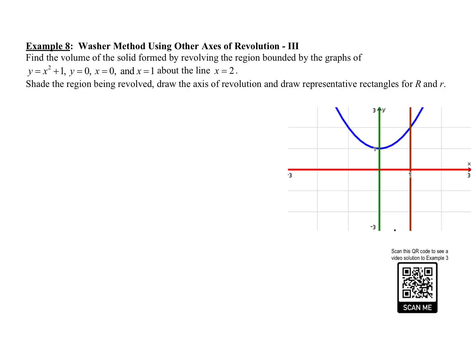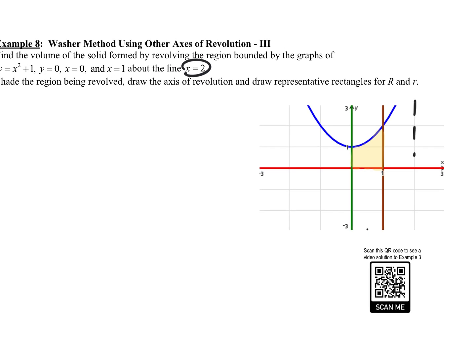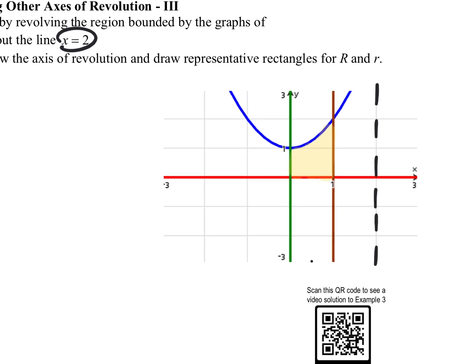Same picture, last time. Shaded region here. We are rotating it around what line this time? X equals 2. X equals 2 is a vertical or horizontal line? Vertical line, so at x equals 2, I'm drawing my dashed line here. And then we are rotating about that line.